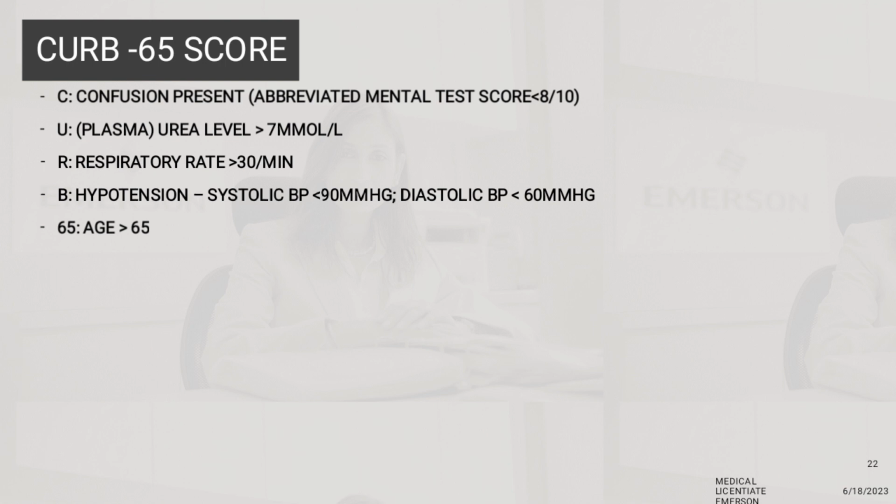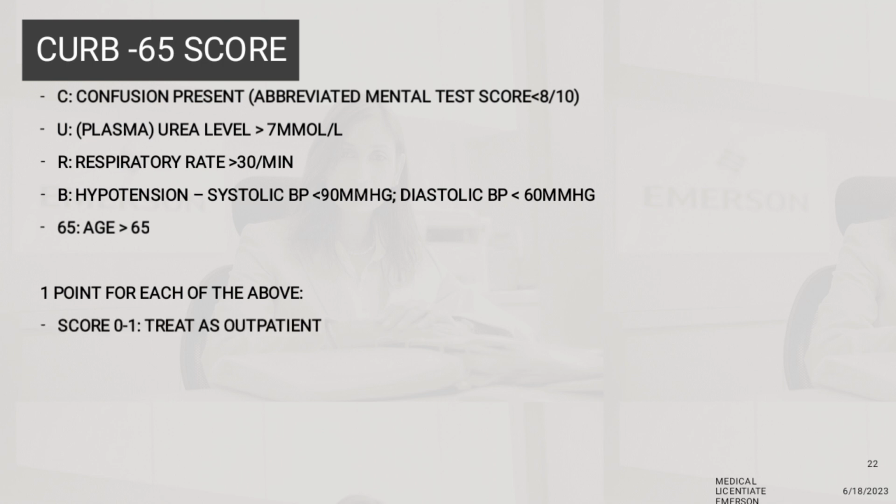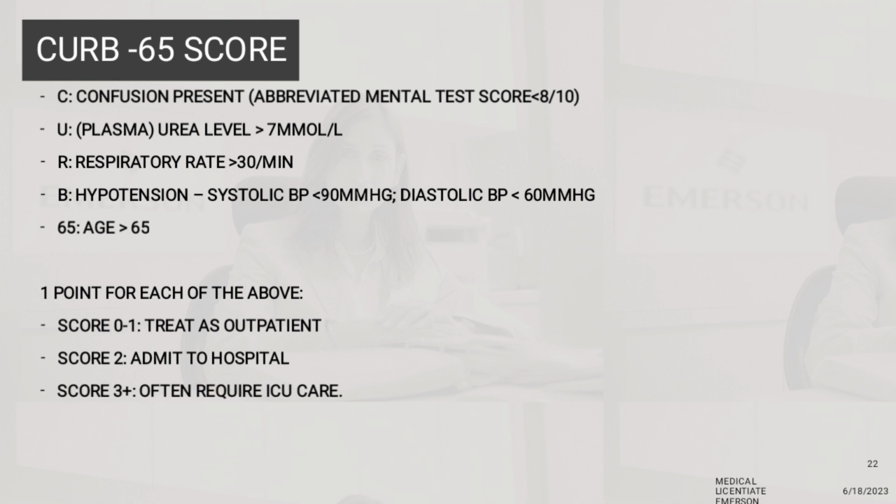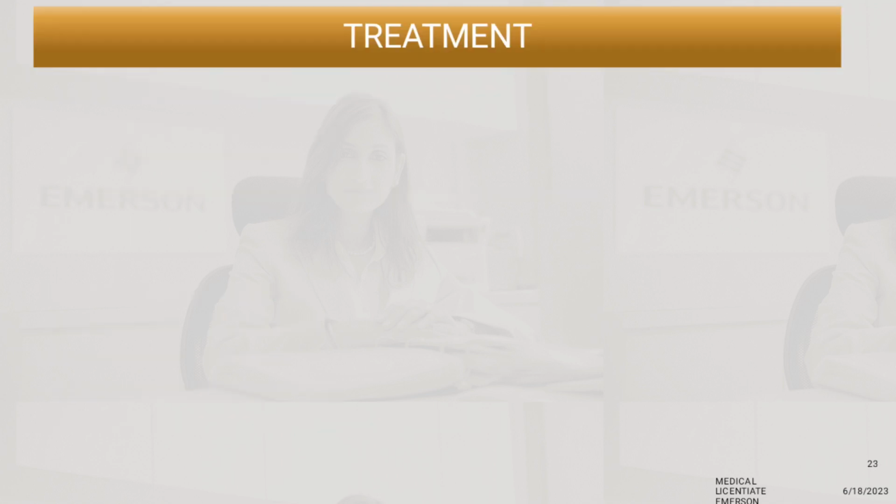Then 65 is for age more than 65. Then usually give 1 point for each of the above. So if you get a score of 0 to 1, you treat as an outpatient. If you get a score of 2, you admit to hospital and treat there. Then if you get a score of 3 plus, often require ICU care. Then you have to note that mortality increases with increasing score.